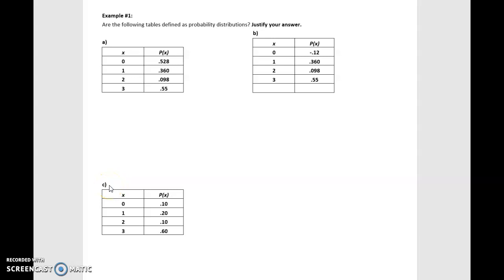Hi class, let's take a look at example 1. Now in example 1, they're asking if the tables are defined as probability distributions.